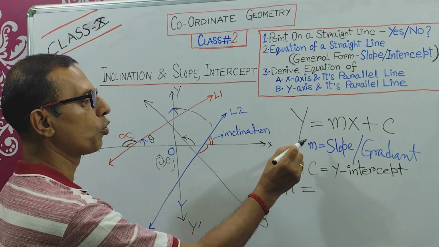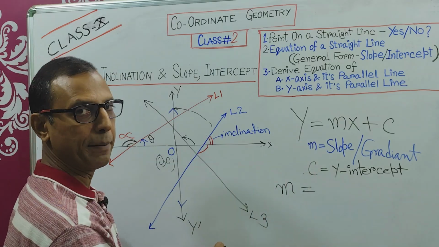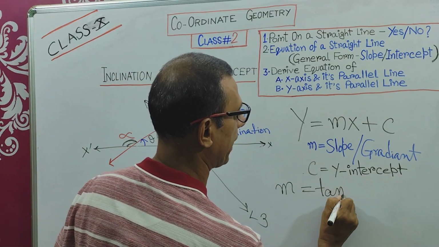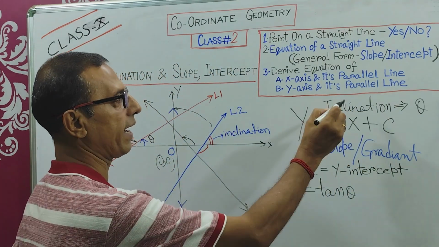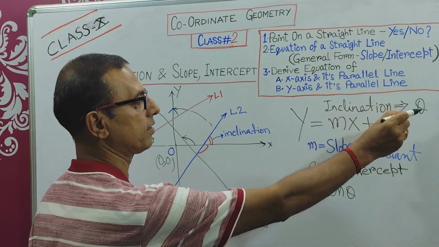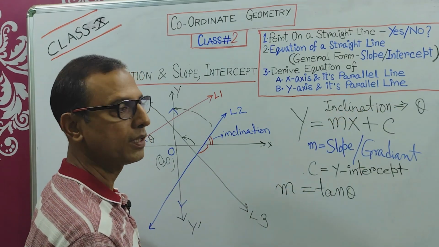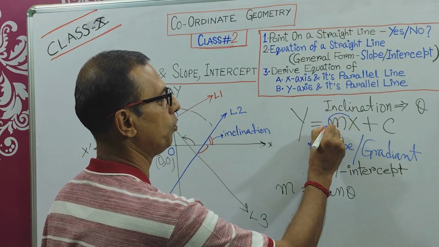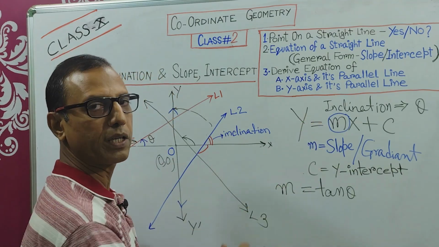Now what is slope? Slope is commonly denoted by small m. m equals slope, that is equal to tan of the inclination. If the inclination is theta, that is the angle made with the positive direction of the x-axis, then the slope will be tan theta. So m is tan theta. So if you know the theta value, you can find out the slope.